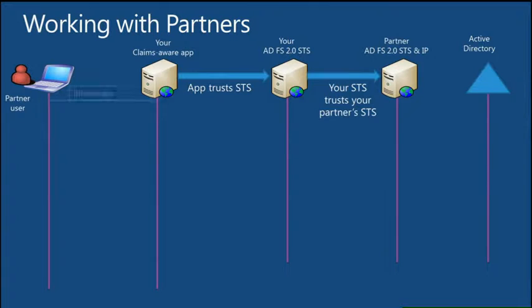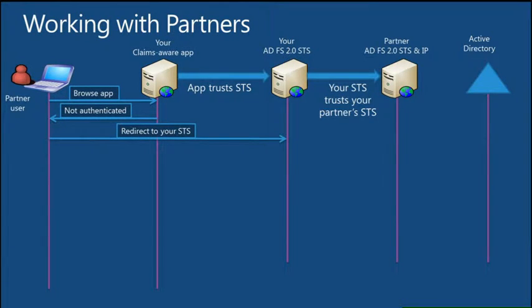If you're working with a partner organization, your partner user browses to the application and is told they're not authenticated. The application says you'd better go and talk to the STS I trust, which is the application trust. So it bounces you off to that STS, and now we need to ascertain whether we authenticate you there or bounce you off somewhere else.